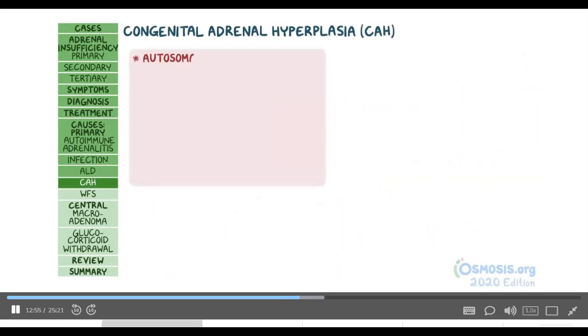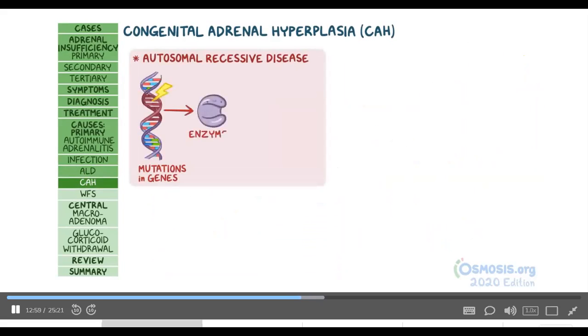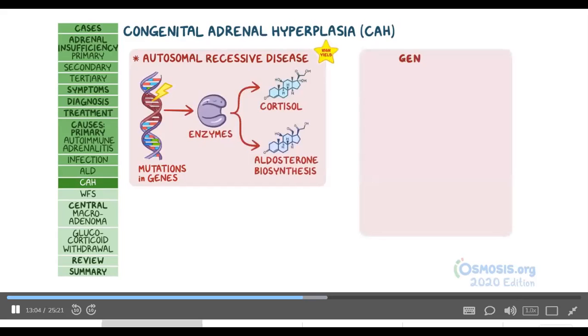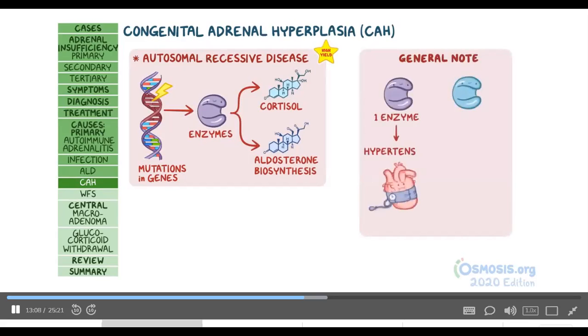This is a group of autosomal recessive diseases caused by mutations in the genes that encode the enzymes involved in cortisol and aldosterone biosynthesis. As a general note, if the deficient enzyme starts with 1, it causes hypertension, and if the deficient enzyme ends with 1, it causes virilization in females.